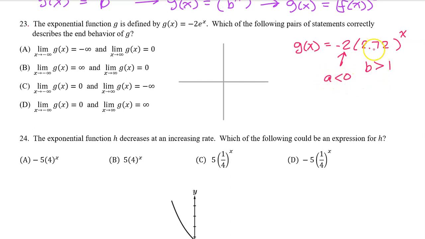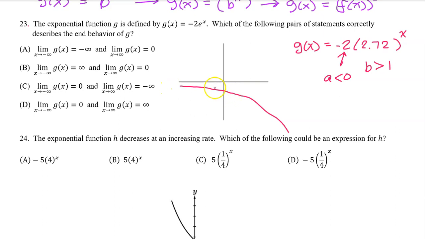So b is bigger than 1, and this a value is less than 0. So when the b value is bigger than 1, the curve will get further away from the x-axis, from left to right. So it's going to be below the x-axis because the a value is negative. And it's going to get further away from the x-axis because the b value is greater than 1. So this is my picture. Now we are ready to discuss the end behavior. Let's start with the left end behavior.